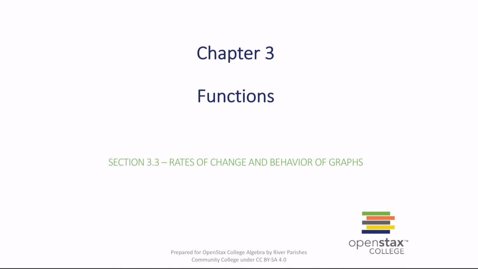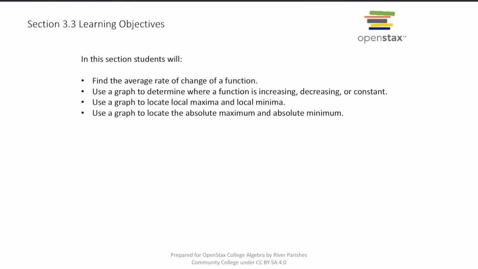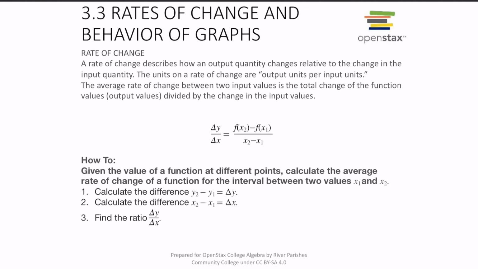So with that we end domain and range. Let's discuss the next topic, rate of change and behavior of graphs. After this section, you should be able to find the average rate of change of a function. Second, you should be able to use a graph to determine whether a function is increasing, decreasing or constant, and you should be able to locate the local maxima and local minima, and also the absolute maximum and absolute minimum. So let's start with rate of change.